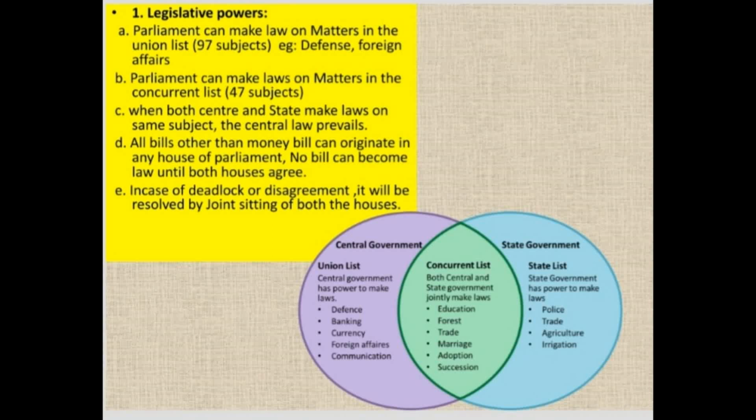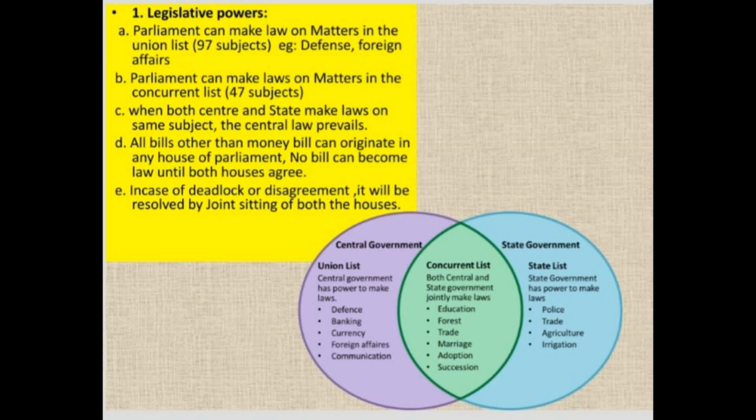So what do we mean by this union list, concurrent list and state list? If you look at the pictures here, you can see the central government having certain areas or subjects on which they can make laws, like defense, banking, currency, foreign affairs and communications. And the state governments have certain areas on which they can make their laws, like agriculture, irrigation, trade, and both central and state can make laws on the concurrent list. Now the middle circle shows that, like education, forest and marriage, adoption, and all such areas, both governments can make laws.